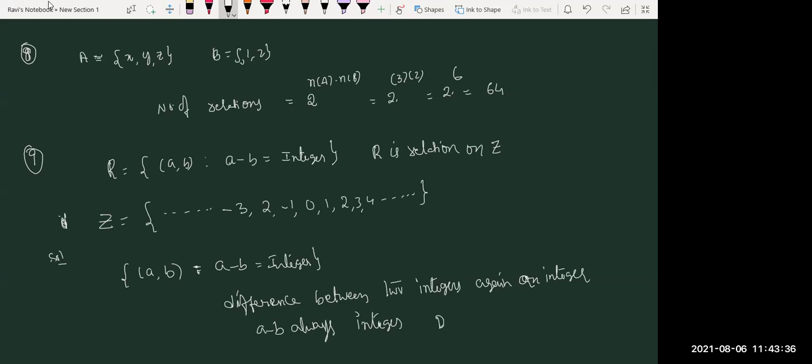So that's it. The domain is what you know: all the integers. Range is also all the integers. Domain and range are both integers only. Understand? Yes, sir. Understood.